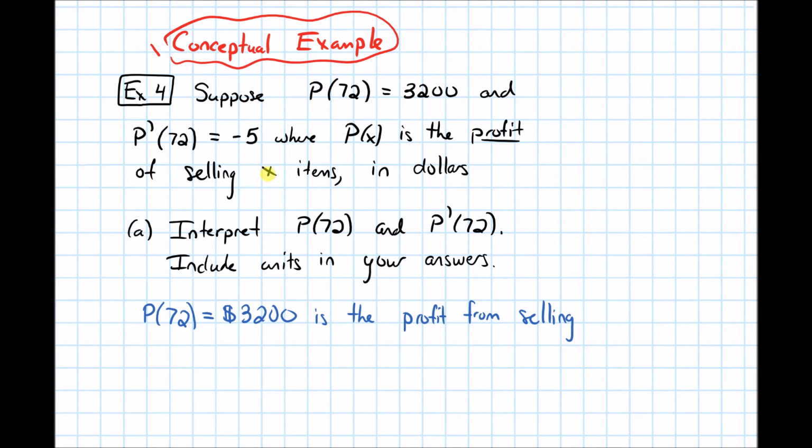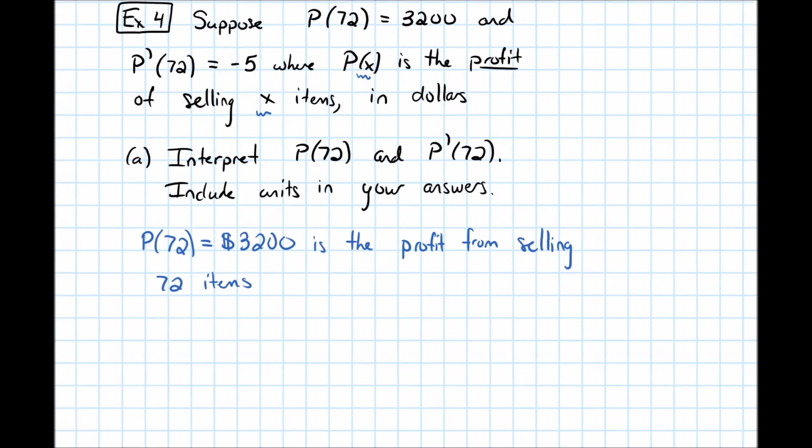So the number of items we're talking about is, in the general formula, X. And X is what we plug into the function, what's in the parentheses. So here we're plugging 72 in. So we're talking about the profit from selling 72 items. Okay, so that's one part of what this question wanted. It wanted us to interpret P of 72, and now we've done that. Okay, so let's do the next part of this question. Let's interpret P prime of 72.